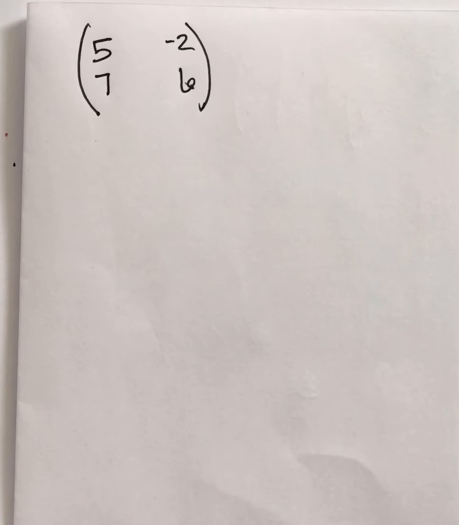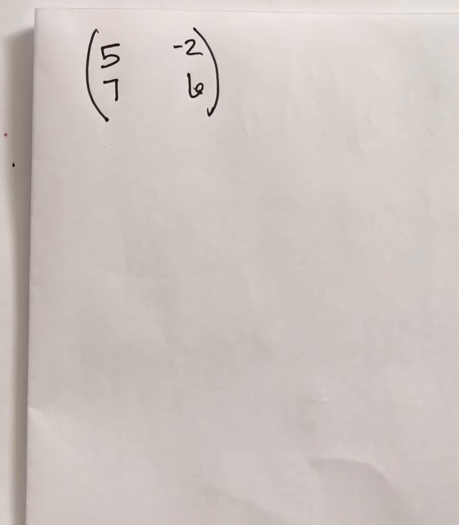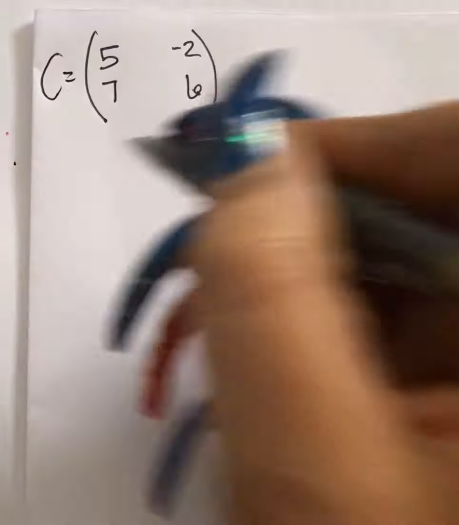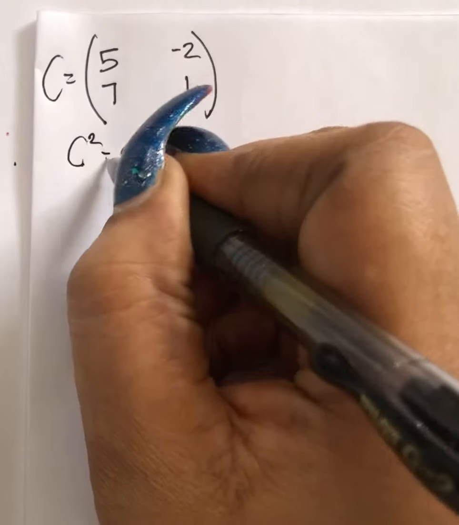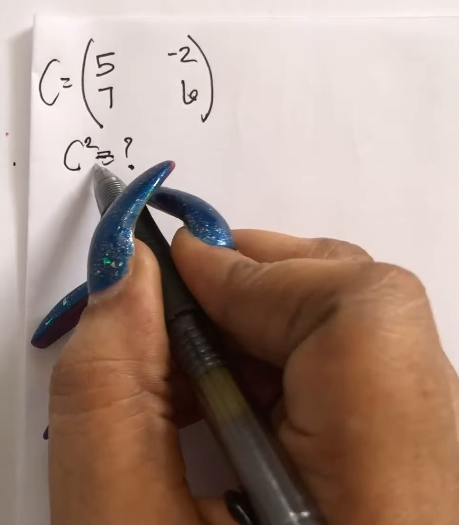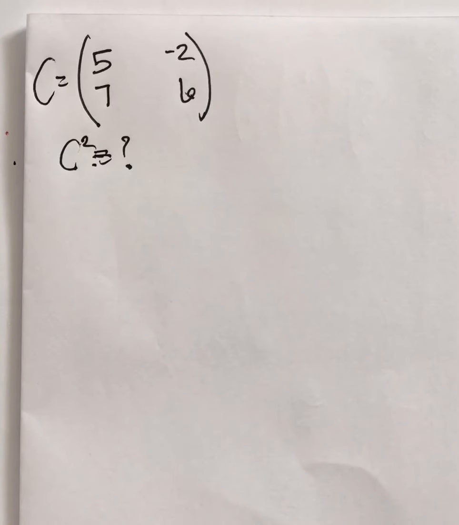Hello, in this video we are going to continue to look at the multiplication of matrices. Alright, and remember we are using what is called the associative law for multiplication of matrices. In this question we want to find c squared. We do not know what it is at this time, but we are going to multiply to find what it is. This is different from squaring a number.